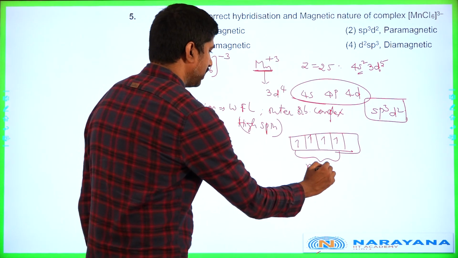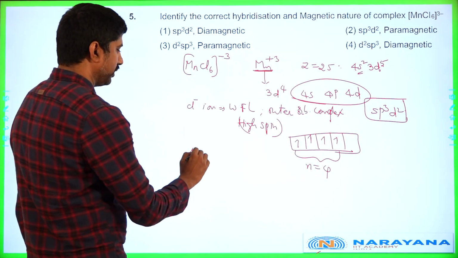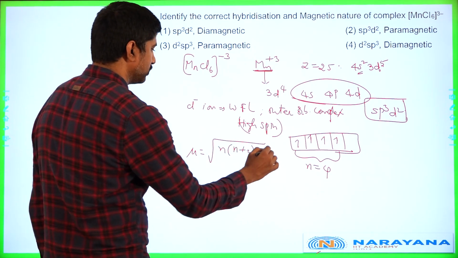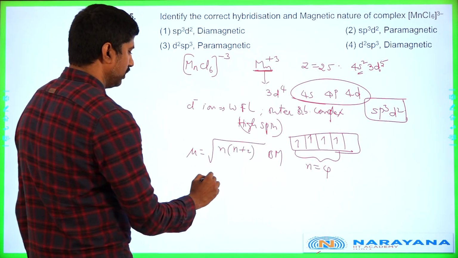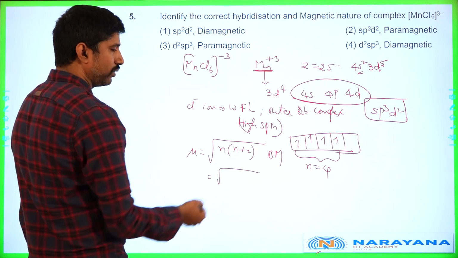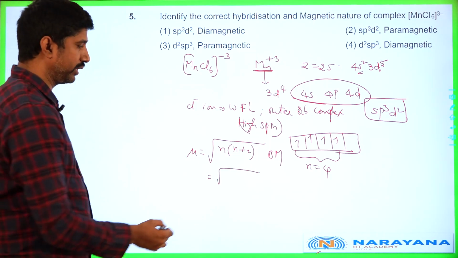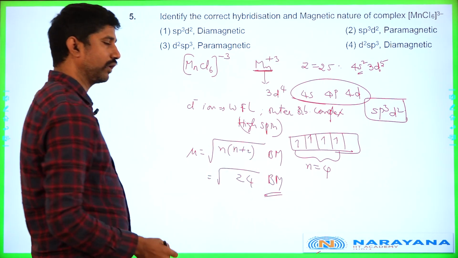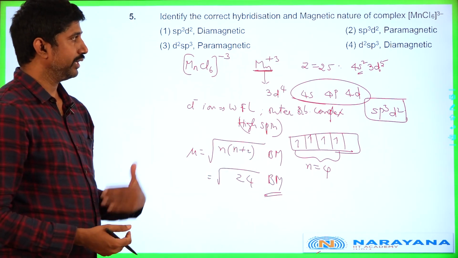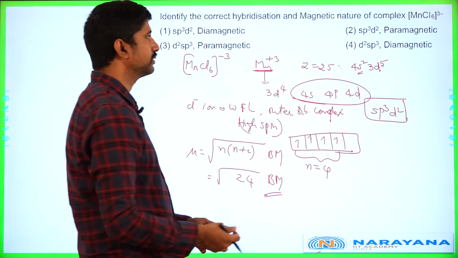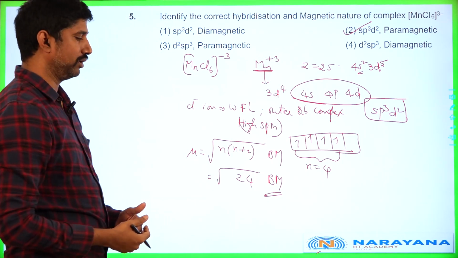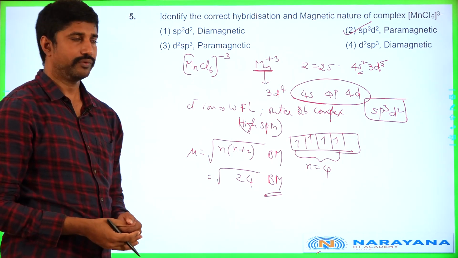The number of unpaired electrons is 4. To calculate the spin-only magnetic moment, we write root of n(n+2) Bohr magnetons, so root of 4 times 6, which is root 24 Bohr magnetons. So it is a paramagnetic complex: sp3d2 hybridization and paramagnetic. That is for question number 5.